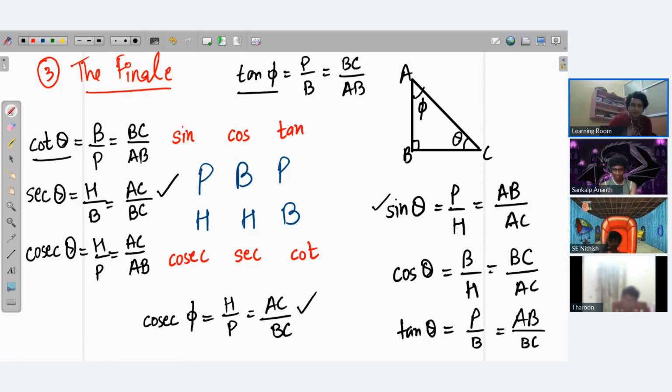The only thing we should be careful of at this moment is that there will be two reference angles for any triangle. This angle will give me six ratios, and this angle also will give me six ratios. So in total I have 12 ratios to play with in a given triangle. Some of them may be equal, some may be different, but overall I have 12 ratios to play with. Understandable? If this is clear, let's move ahead.